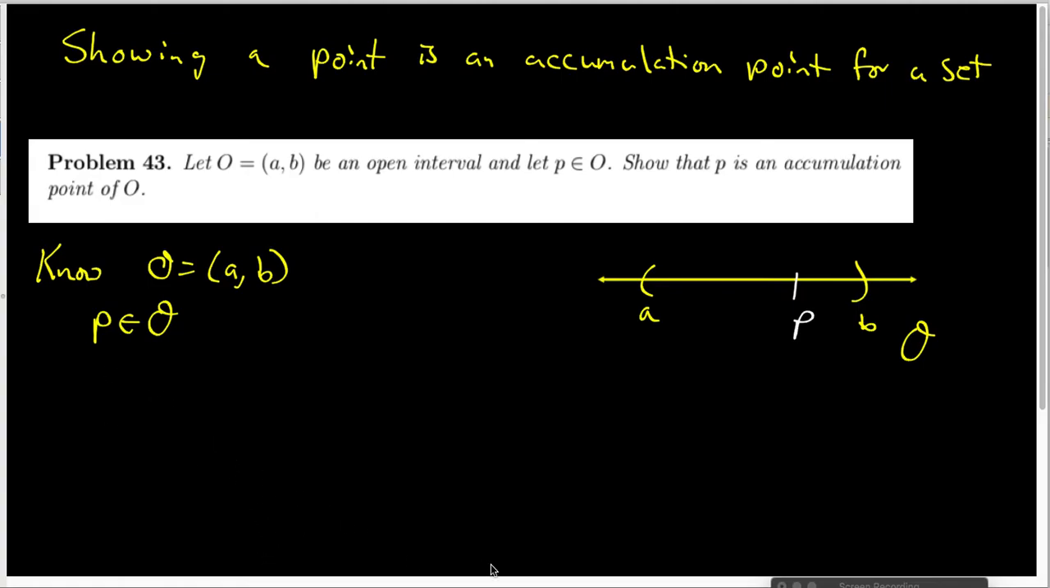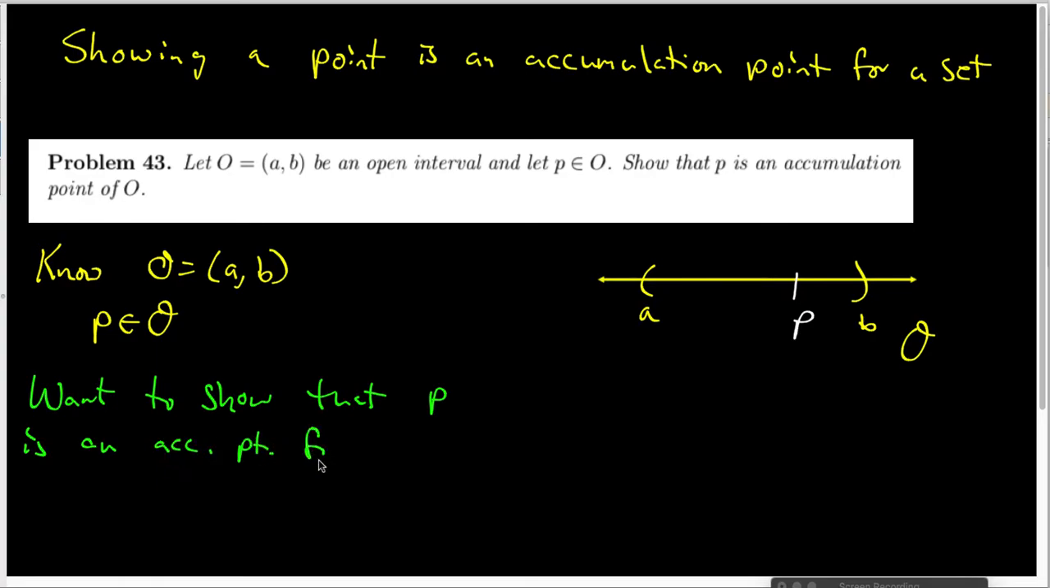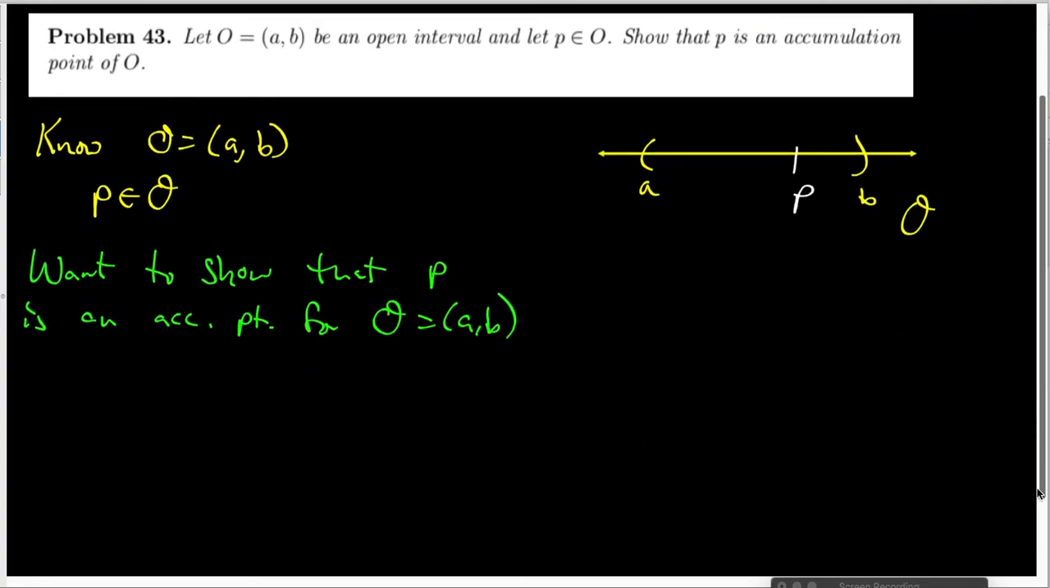And let's get a different color out for this. I want to show that P is an accumulation point for the set O. Now I have to think about what that means. So I want to show that this is an accumulation point, into what it is that we actually need to do. Well, we have to use the definition.